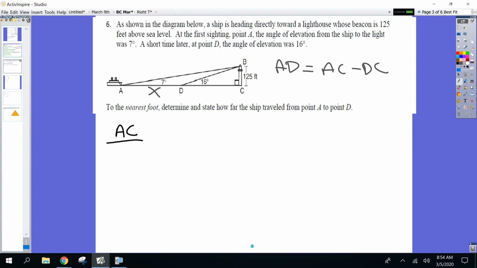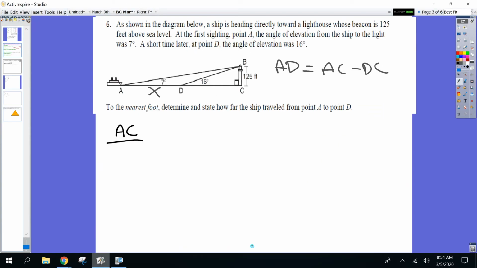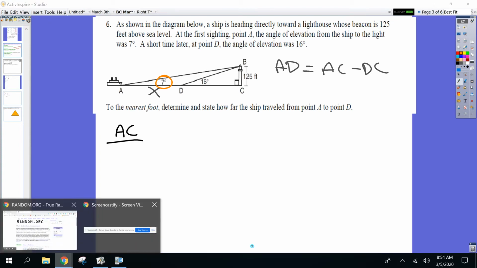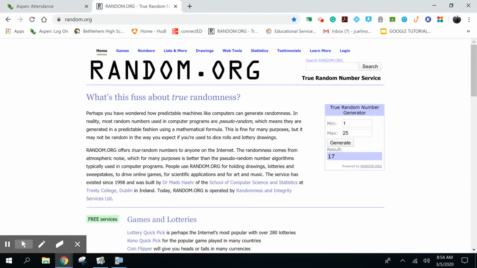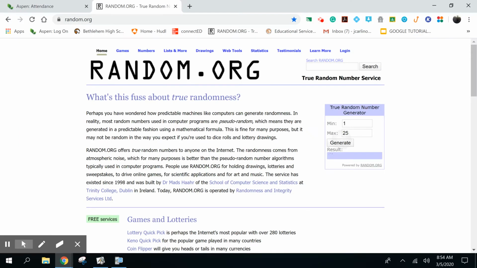All right, so let's start with finding AC. Again, only use values from triangle ABC. What angle am I given in triangle ABC that I can start with? What angle am I given? 7 degrees. So everyone look at 7 degrees. What is side AC that I'm trying to find relative to 7 degrees? Is it opposite, hypotenuse, or adjacent to 7? It is adjacent. The other side that I know in that triangle ABC is 125, and that is what to 7 degrees?